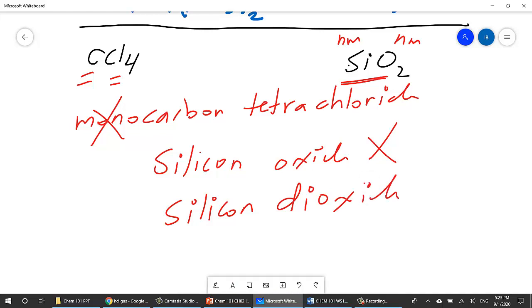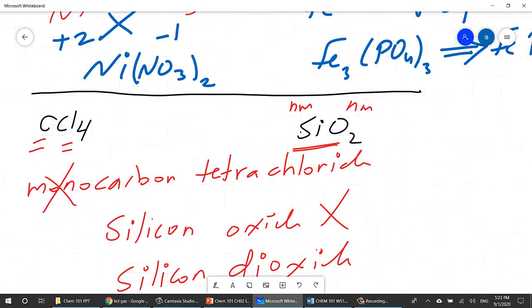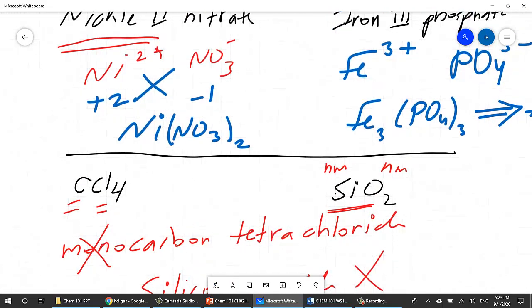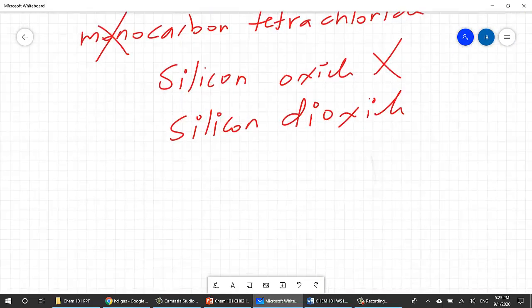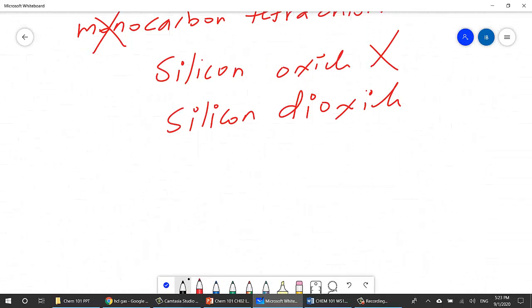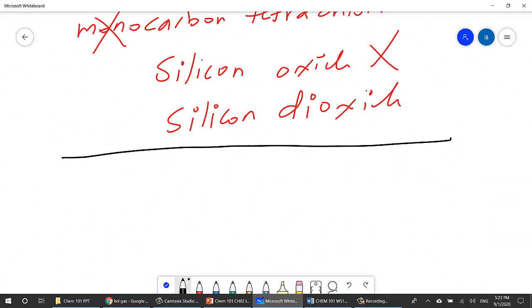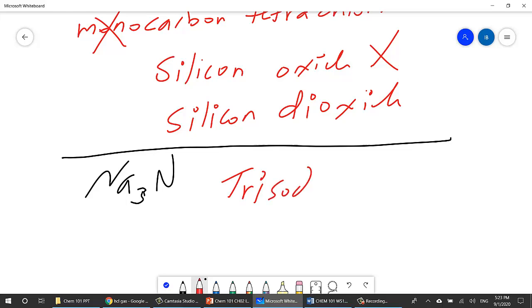The problem with this is they start mixing between type 1 and type 2 and the covalent compounds, so be careful about that when you name things. An example would be, let's say, Na3N. People might make the mistake of thinking this is a covalent compound, so they call it trisodium mononitride, let's say.